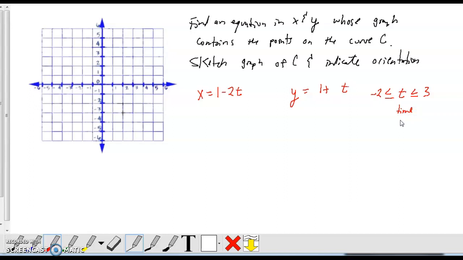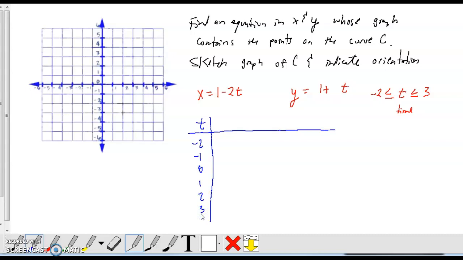So let me show you how we would do this with plotting our points. If we plot our points, what I'm going to do is set up a chart. The first thing I'm going to do is set up my time. So time is going to be -2, -1, 0, 1, 2, 3. Let's just use integers.